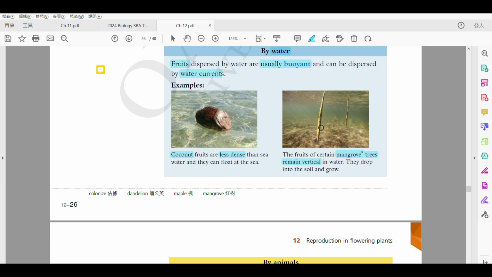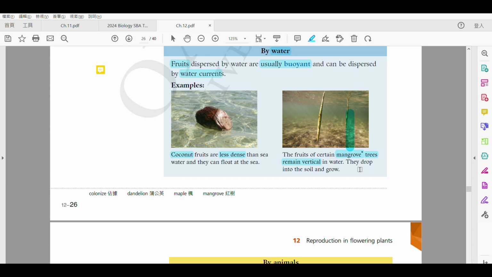佢哋會維持係直嘅。They remain vertical in water, so that when they stick，當佢黐實咗啦，when it is low tide，當開始係退潮嗰陣時啊，when it's low tide, they can stick into the soil, and if they are vertical enough，當佢哋夠直嘅話啦，they will be able to develop into a new mangrove tree，得唔得？Okay.